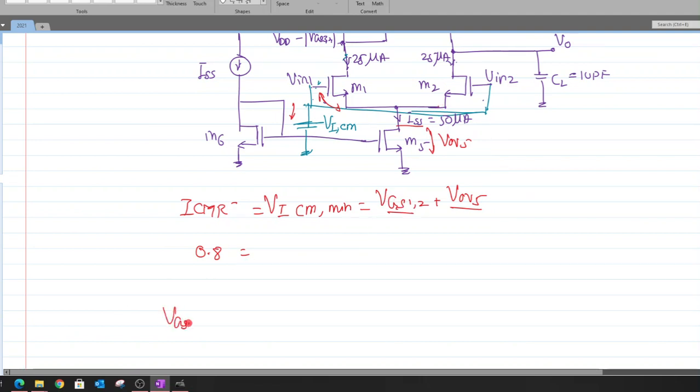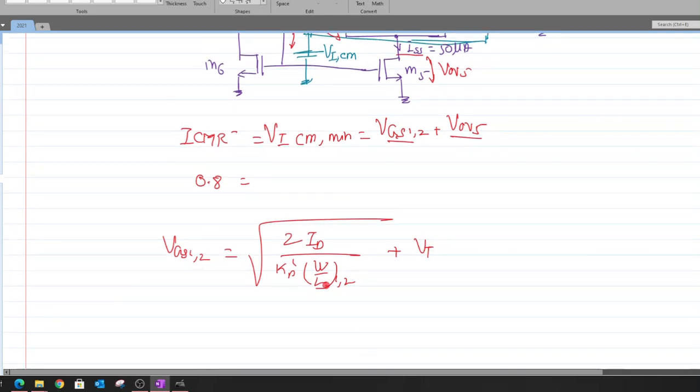To calculate this VGS 1, 2, I use this formula: square root of 2 ID divided by Kn dash W by L of 1, 2, plus the threshold voltage, which is out of the square root. When you manipulate this, you end up having a value that is closer to 0.55 volt, and that value I'm going to use here to calculate the value of VOV of my M5 transistor. From here one could extract the value of VOV5 to be equal to 0.25 volt.